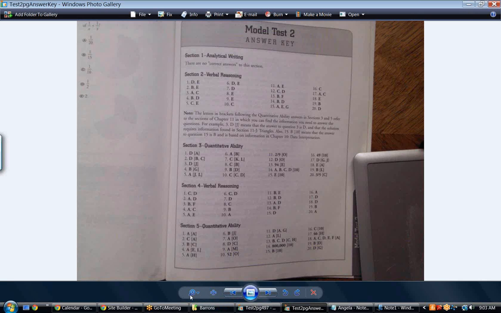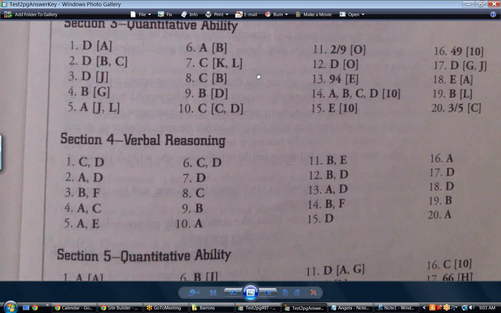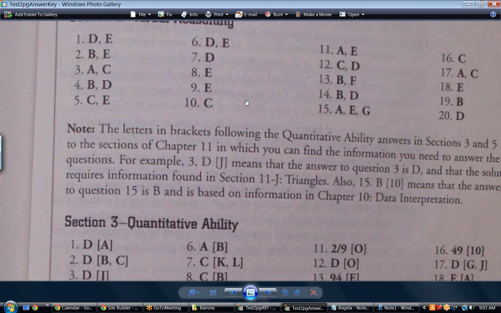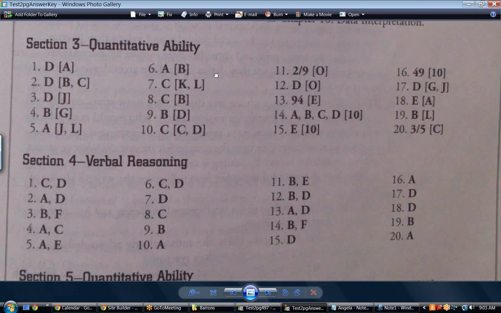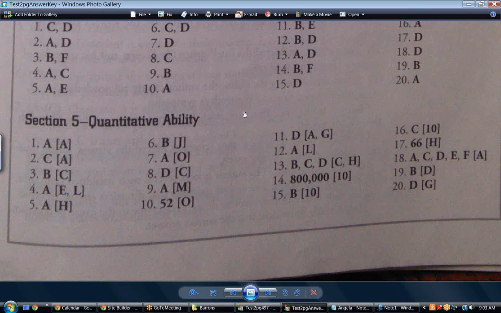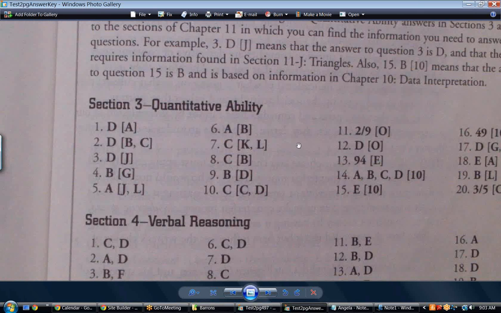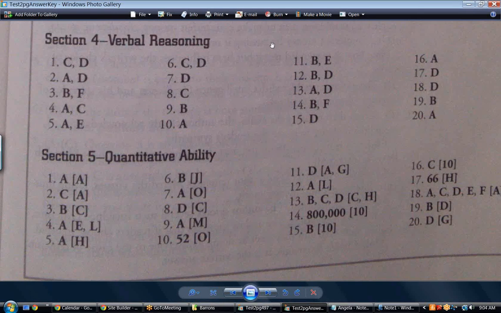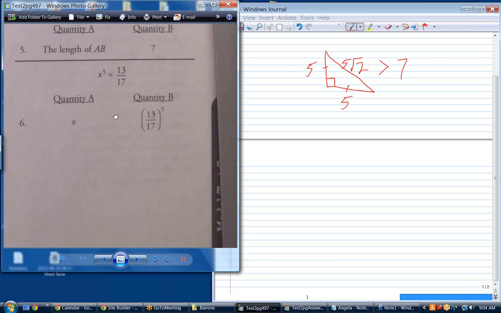Gosh. Let's see. 5A. I don't. Model test answer key. This is the quantitative ability. Question, is it section 5 or is it section 3? I guess we'll tell by the answer to the next one.